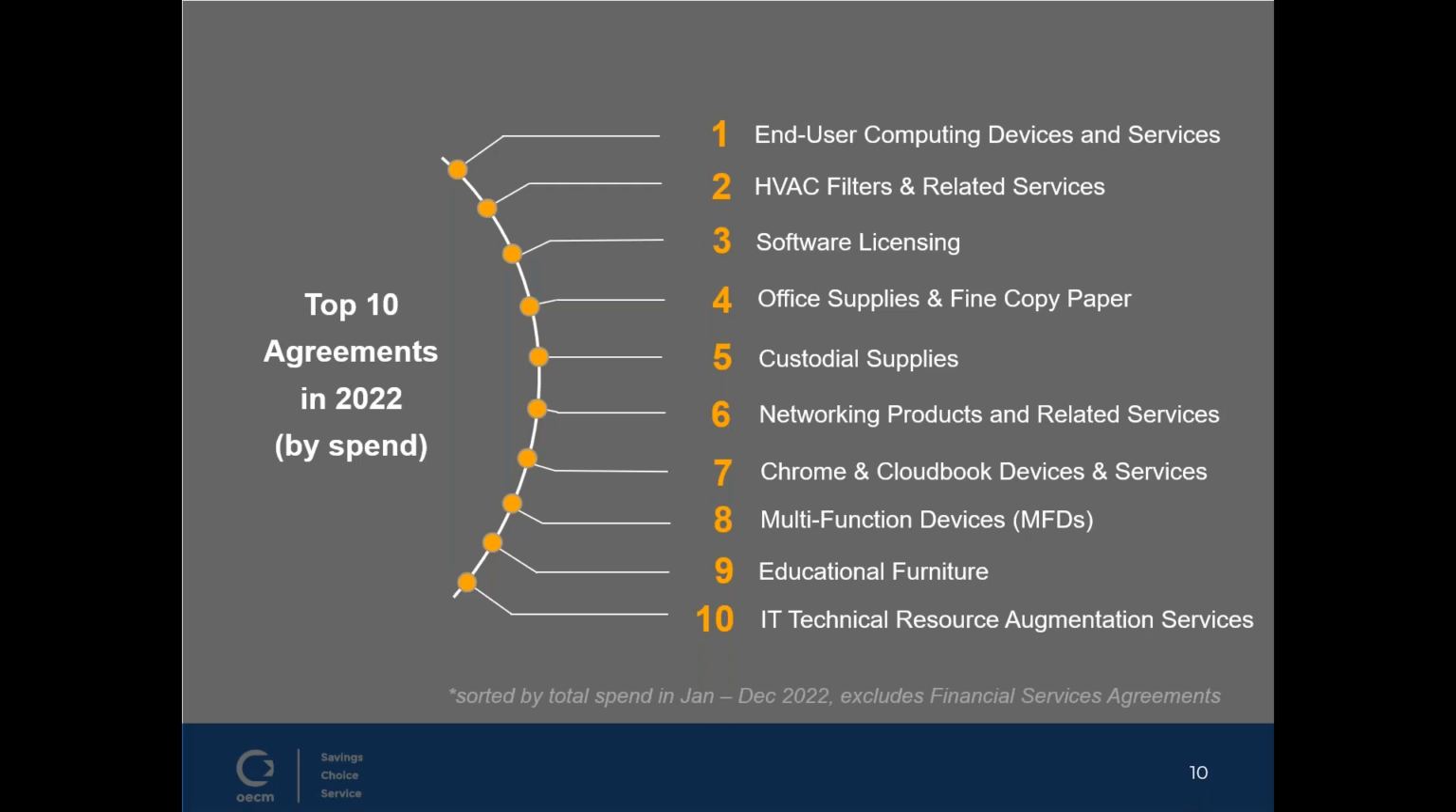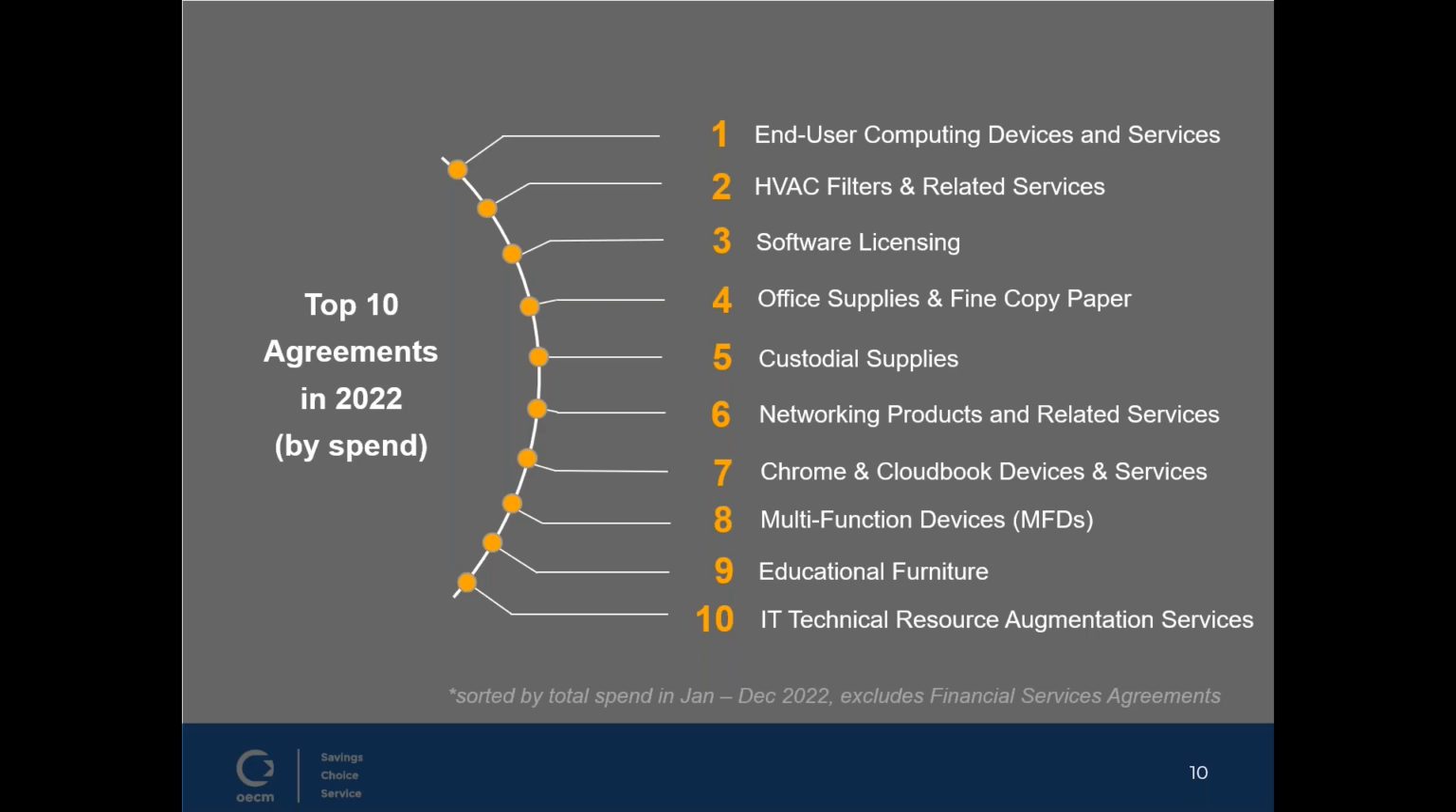Okay, so we wanted to highlight in the next slides just a few of the agreements at OECM, especially for 2022, that we noticed have done significantly well by way of spend. So where are our customers spending? Which agreements are doing the best in terms of the spend? So here we have our end user computing devices agreement. This agreement continues to hold the number one spot. This is an agreement that offers laptops, desktops, tablets, servers, accessories, and peripherals. Anything you need with regards to your end user computing devices is available through this agreement.